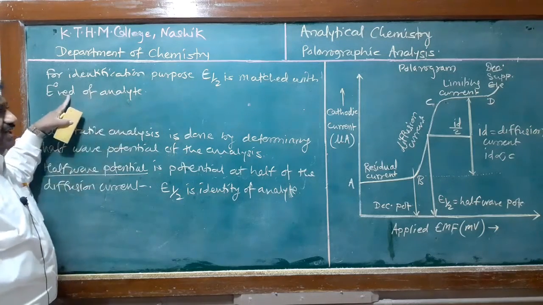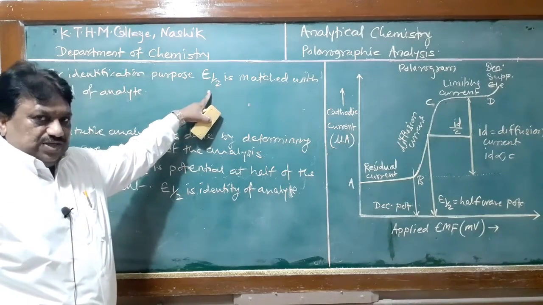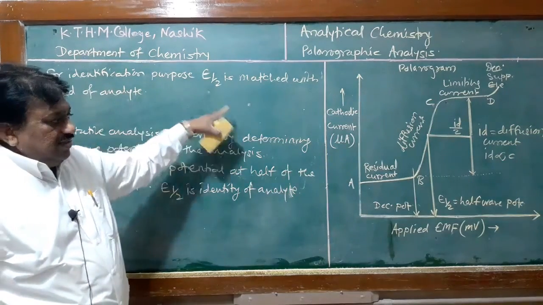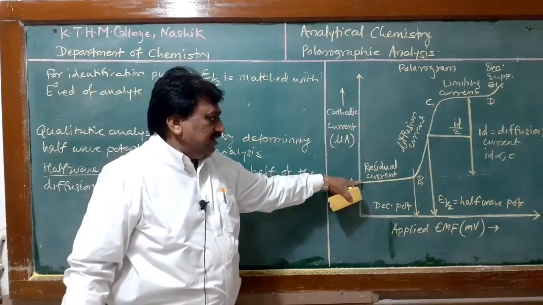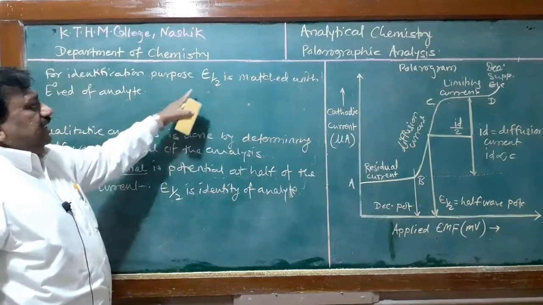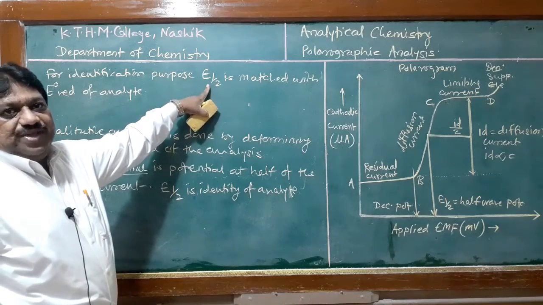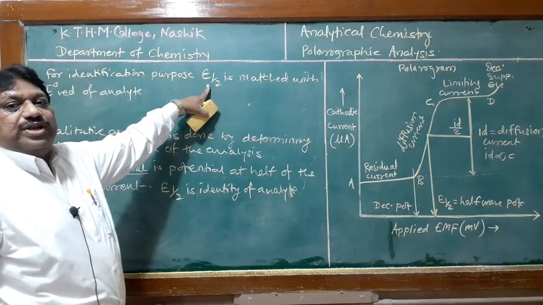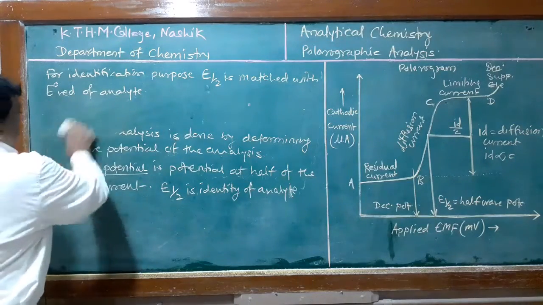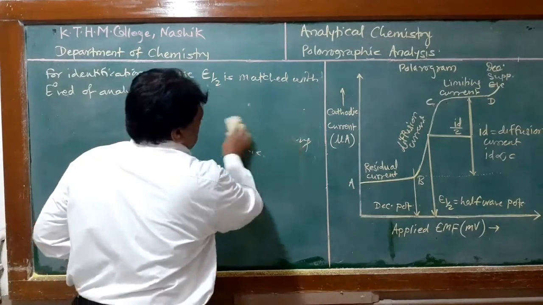This half wave potential is a little bit affected by the type of supporting electrolyte and its concentration. Because here the residual current will be affected by the type of supporting electrolyte, and definitely that will a little bit affect the half wave potential of the analyte. Therefore, both qualitative as well as quantitative analysis is done in polarography.